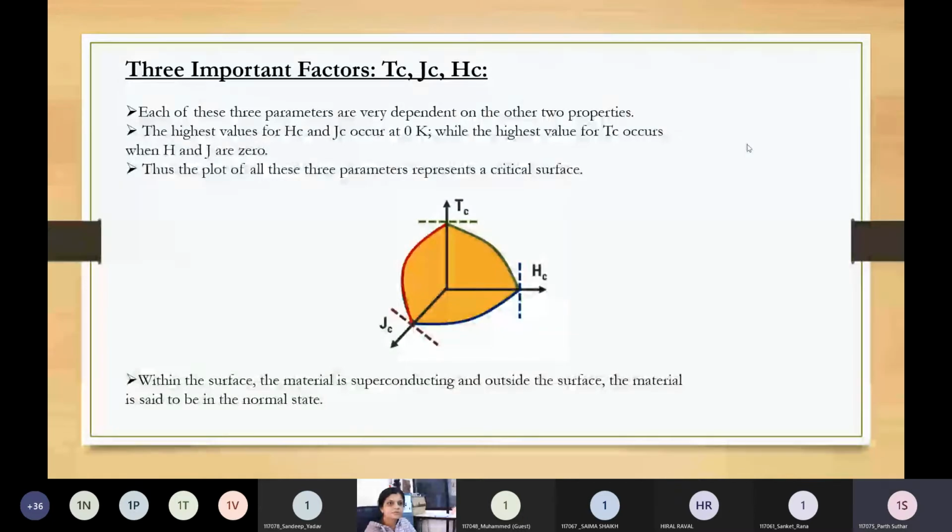Anyone have a doubt in this? Please explain the second point. Okay, it is one type of example of how they are dependent on each other.